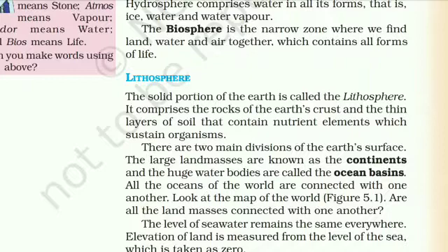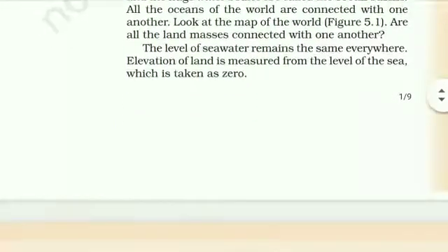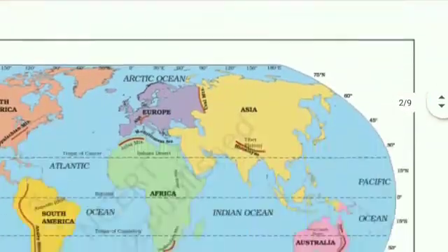Name the continents: Asia, Europe, Africa, North America, South America, Australia and Antarctica. What are the major oceans of the earth? Pacific Ocean, Atlantic Ocean, Indian Ocean and Arctic Ocean. Hope you all can remember this. There are 7 continents and all of them are separated by large water bodies.